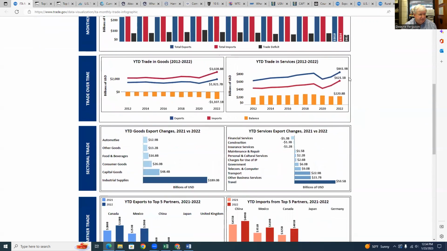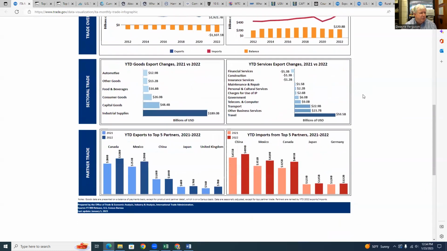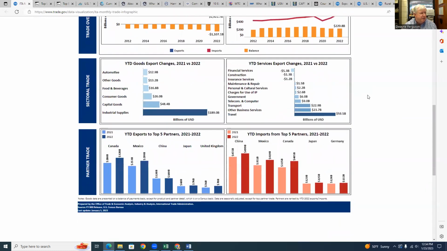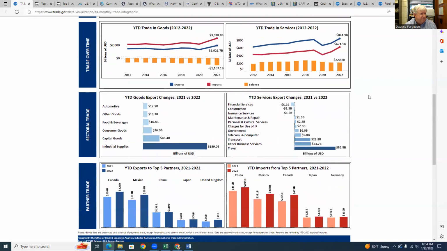It's not the same thing in services. In services, we actually do better. We export more services. But as far as manufactured goods go, we have an unfavorable balance of trade. You'll see some things like automotive, like cars and automotive parts, food and beverages, consumer goods, capital goods, with industrial supplies being the number one.